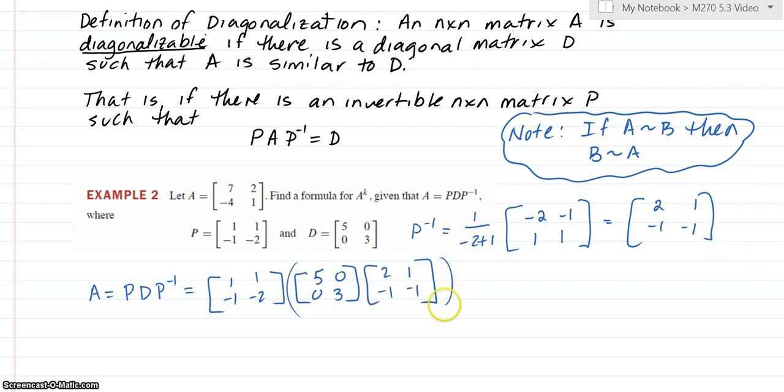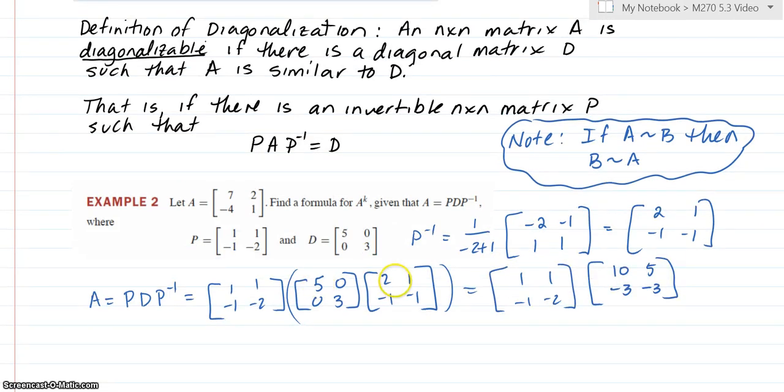So I'm just going to go ahead and do these two first, though it doesn't matter. So I should get 10 and a 5. The second row, first column should give me a -3. Second row, second column also gives me a -3. So I'm going to multiply these. And you can see it indeed gives A.